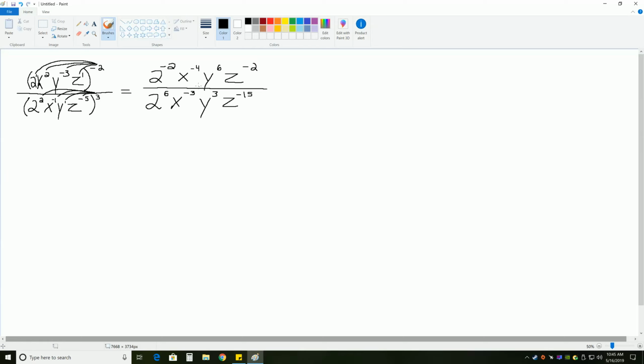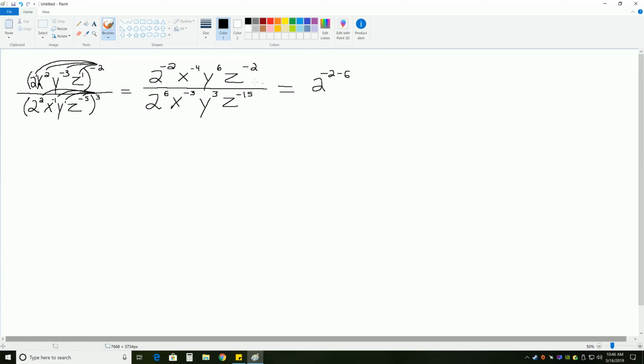And now from here, we want to combine all of these terms. Remember that whenever you are dividing the same base, so in this case 2 and 2 have the same base, we're dividing them. x and x are the same base and we're dividing them, and so on. You just subtract your exponents. So let's start off with the first one. 2 to the negative second divided by 2 to the sixth is just 2 to the negative 2 minus the exponent in the denominator, which is minus 6.